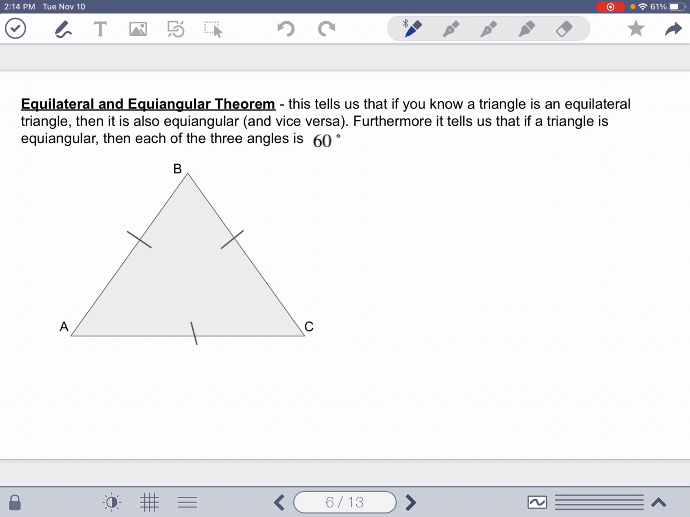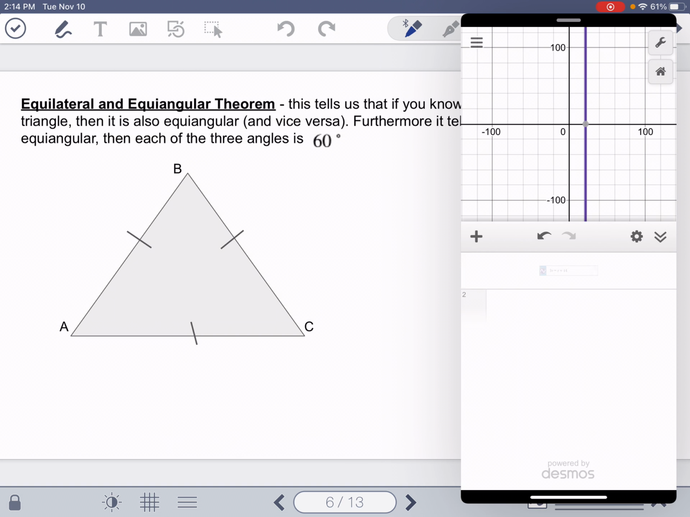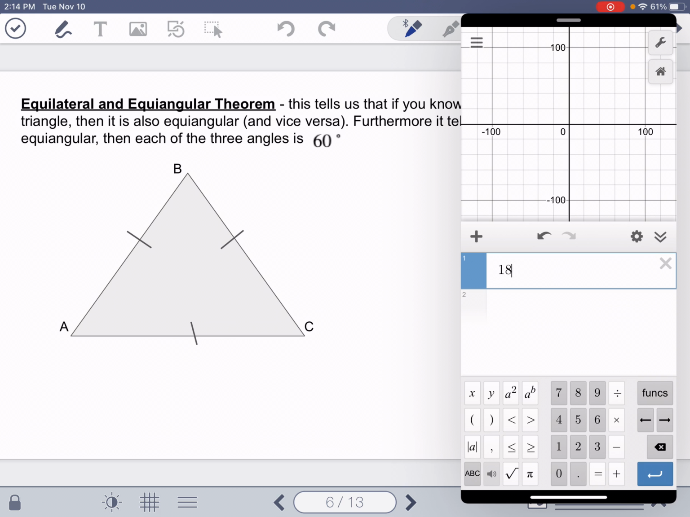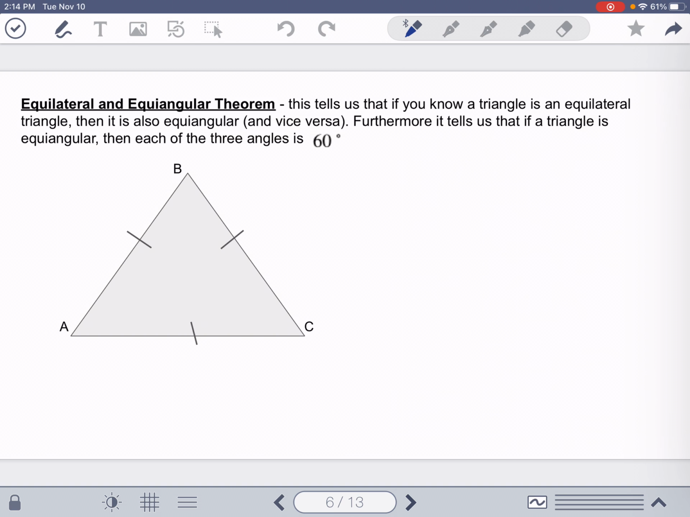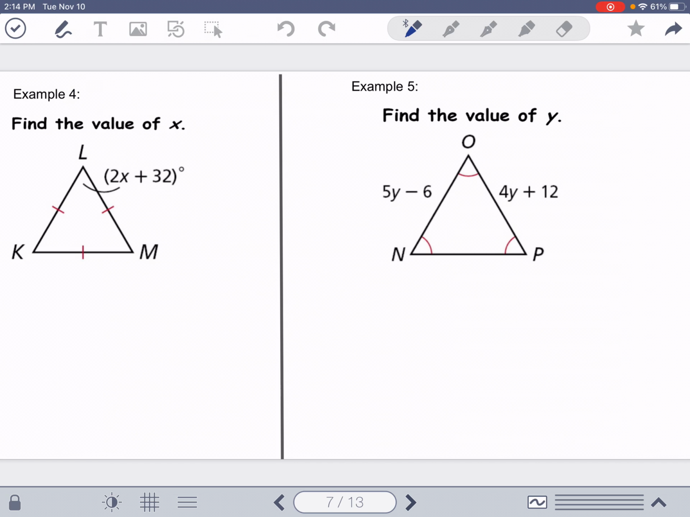How can I prove that? Well, it's 180 degrees total, and it's 3 angles, so that means that each angle is only 60 degrees. Here's how we would use this problem. If I have all 3 sides marked, that should automatically indicate it's equilateral, and that also means it's going to be equiangular. Each angle is 60 degrees.